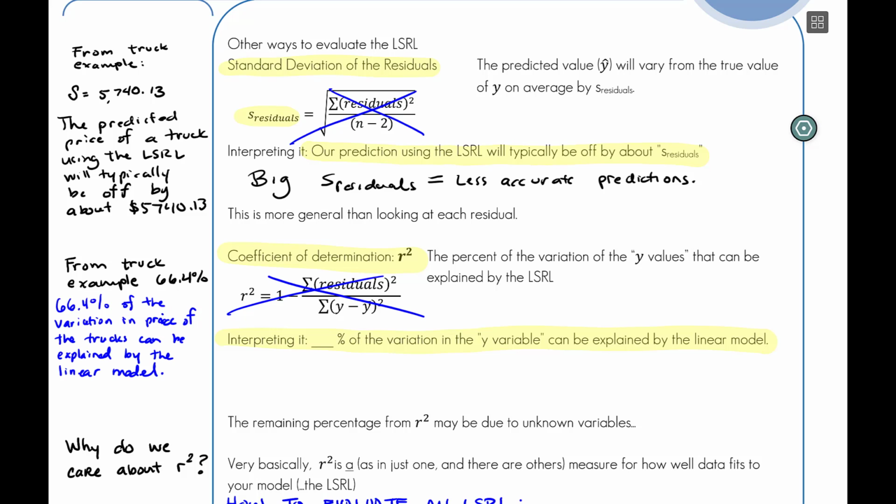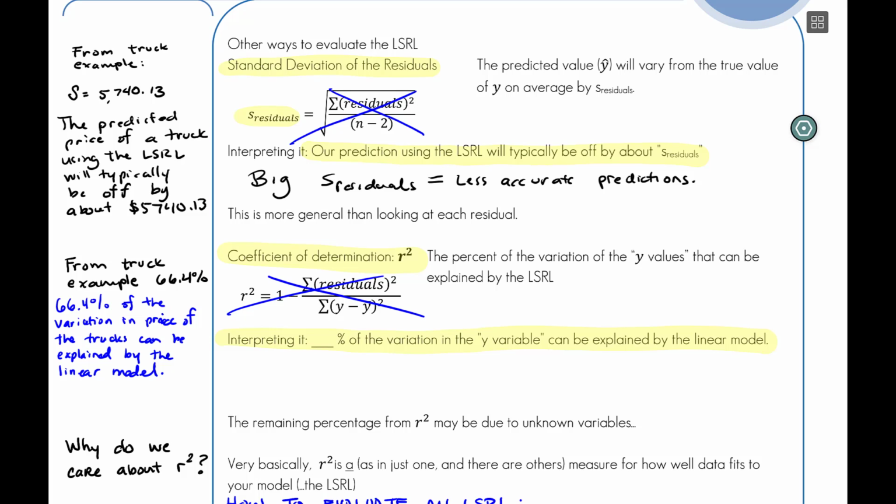So here it is, 66.4% of the variation in price of the trucks can be explained by the linear model. Now again, this is just something that I got from my two variable stats calculator when I plugged in all of our truck data from previous ones. So we're looking at the variation in price, and we're saying that a certain percentage of that variation in price can be explained by the linear model.